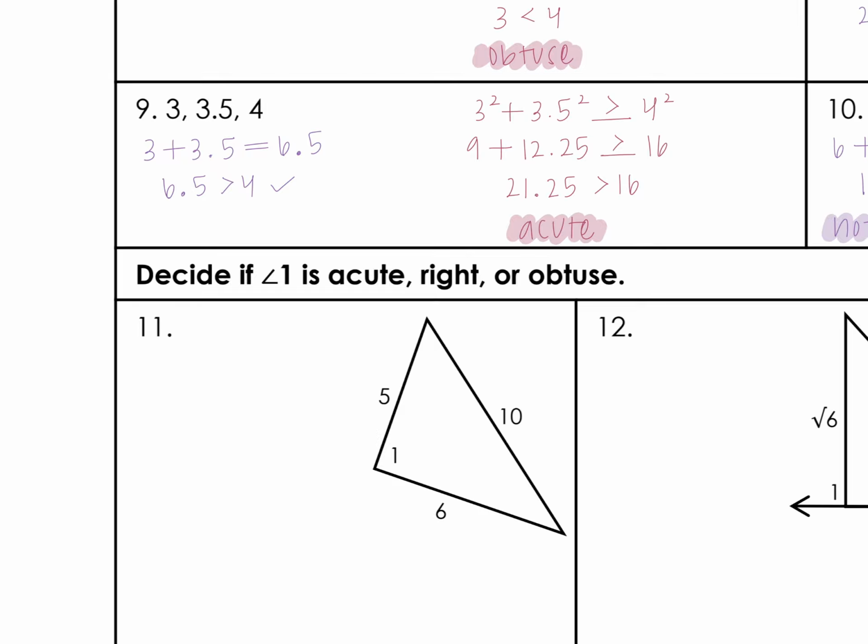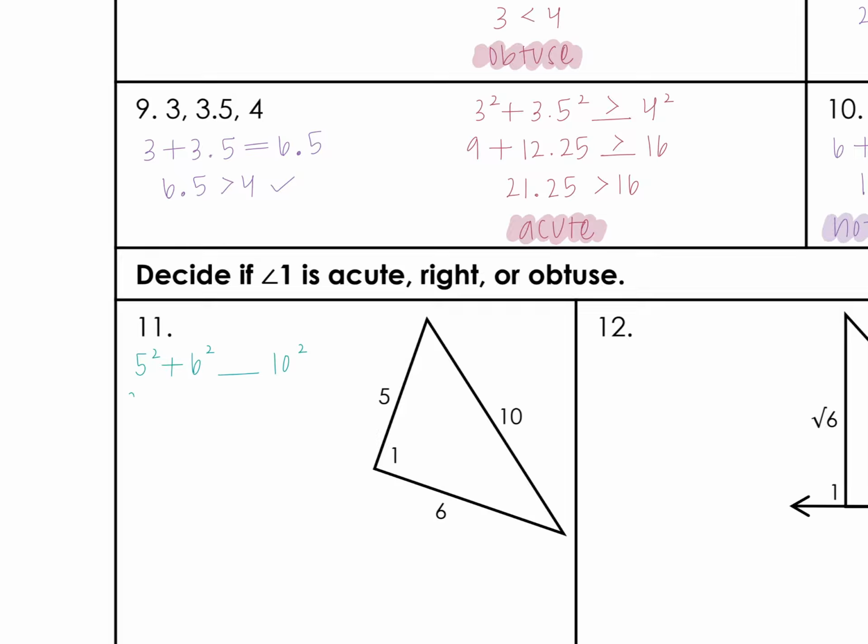Once we've figured out what type of triangle it is, we can look and see where the angle 1 is and determine what that angle will be. So that's what we're going to do here. We're going to look at my triangle here and see that my two smaller sides are 5 and 6. So we're going to take 5 squared plus 6 squared, and then we'll get that 10 squared for my c.